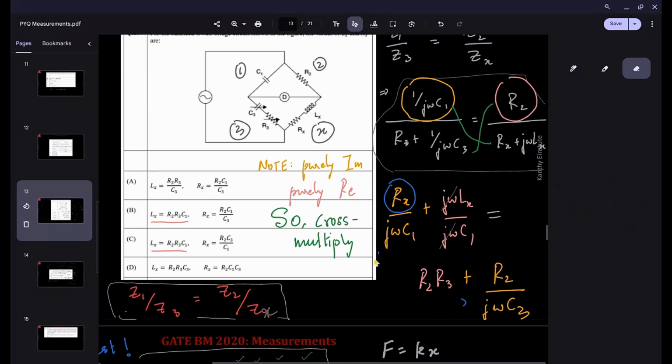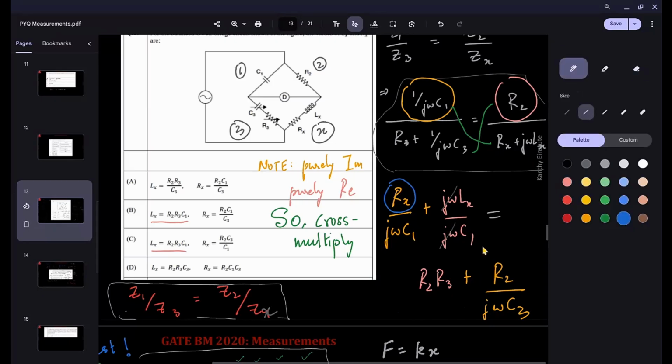Okay. And then when I look at this, I try to isolate Lx. J omega got cancelled. Anyways, this term is purely real, right? So Lx by C1 equals R2, R3. So Lx will be R2, R3 into C1. So the yellow, the imaginary part, says this is R2 C1 by C3. That is your correct answer.